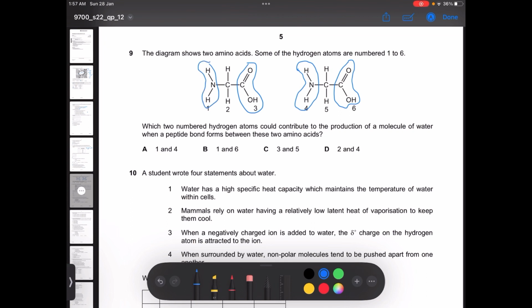and an amine group. So this is the amine group, and this is the carboxyl group. So the 2 numbered hydrogen atoms that will contribute to the formation of water in the peptide bond are either 3 or 4 or 6 and 1. So it will be B.